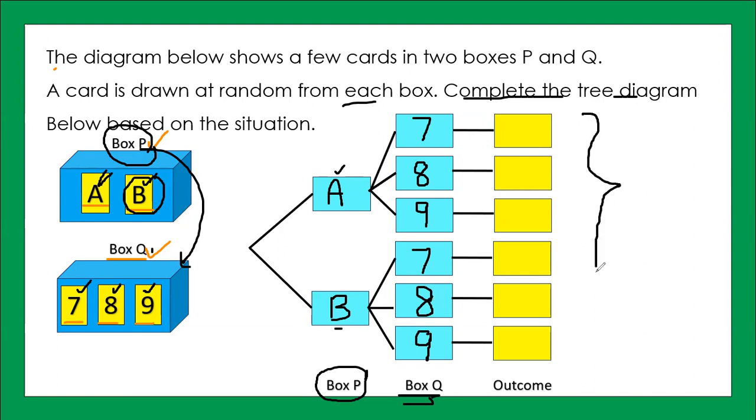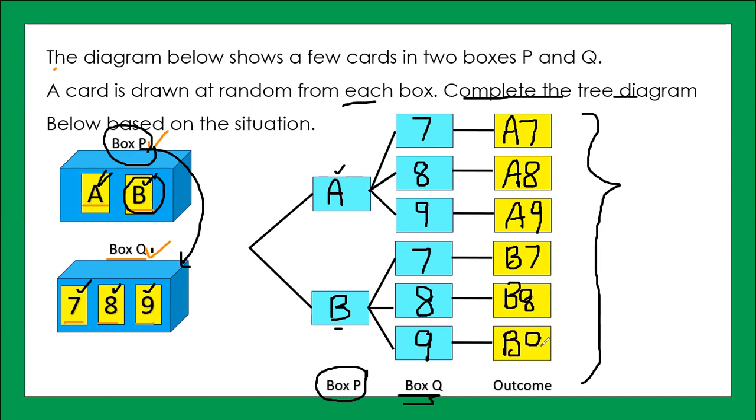Now, what could be the possible outcomes? The possible outcome is somebody would have chosen maybe A7. Somebody could have chosen A with the number 8. Somebody could have chosen A with the number 9. Somebody else could have chosen B with the number 7, B with the number 8, or B with the number 9.